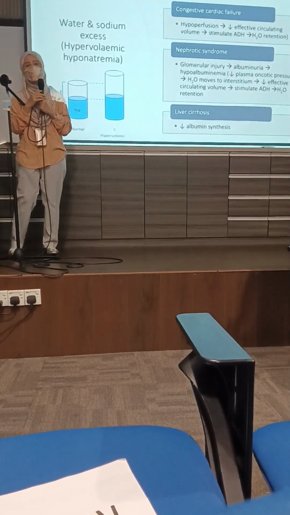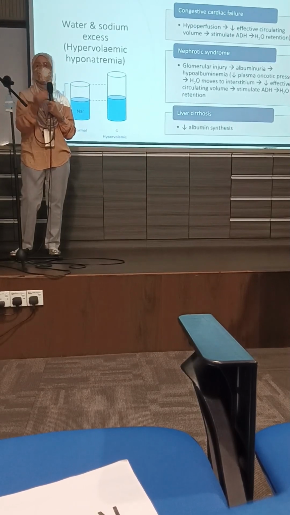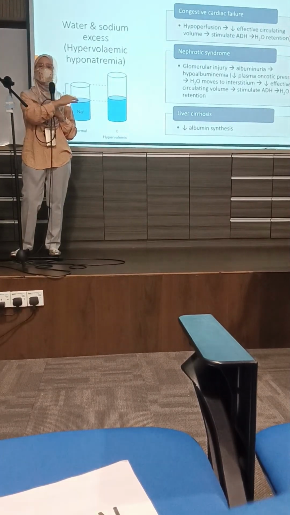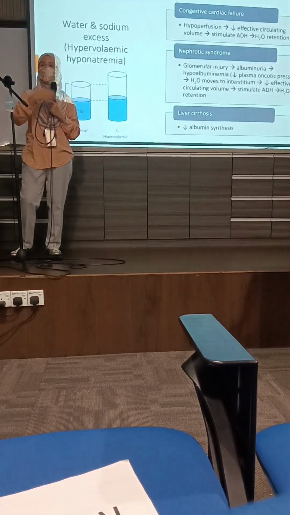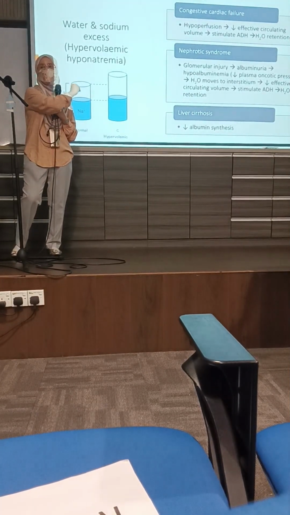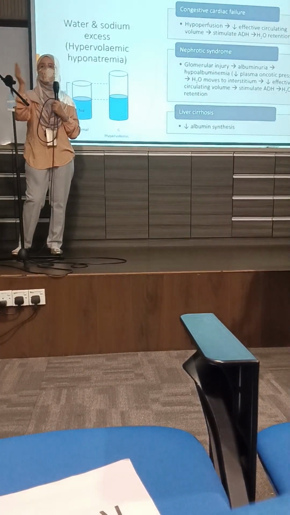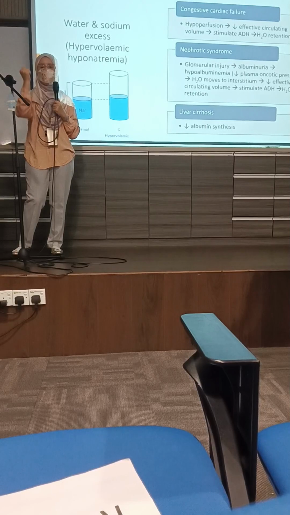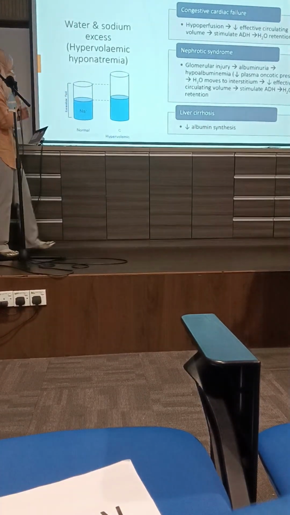And in liver cirrhosis, it is due to reduced albumin synthesis. So sama cerita macam nephrotic syndrome, albumin loss. In liver cirrhosis, albumin reduced synthesis. But ultimately, these two akan menyebabkan hypoalbuminemia and reduced oncotic pressure, dan water akan loss, reducing the circulatory volume. Okay.